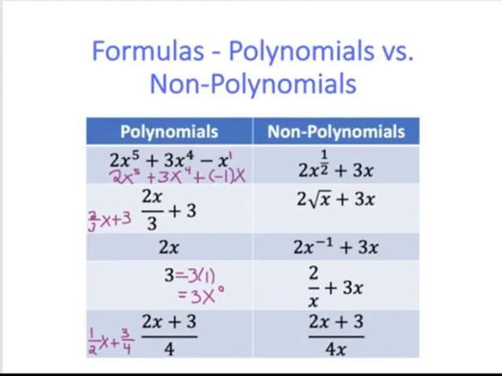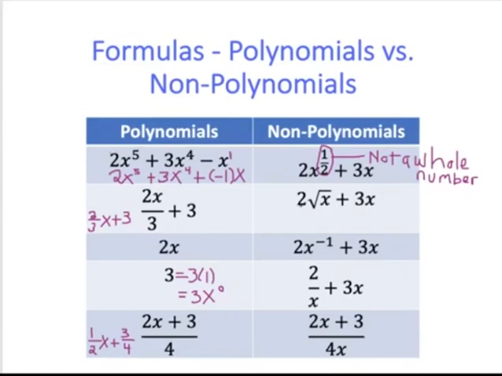Now let's look at some non-polynomials. For the first one, we have 2 times x to the 1/2 plus 3x. Can you see what the problem is on here? Notice that we have a power of 1/2. That is not allowed, okay? We cannot have anything but a whole number up here. So this is not a polynomial.